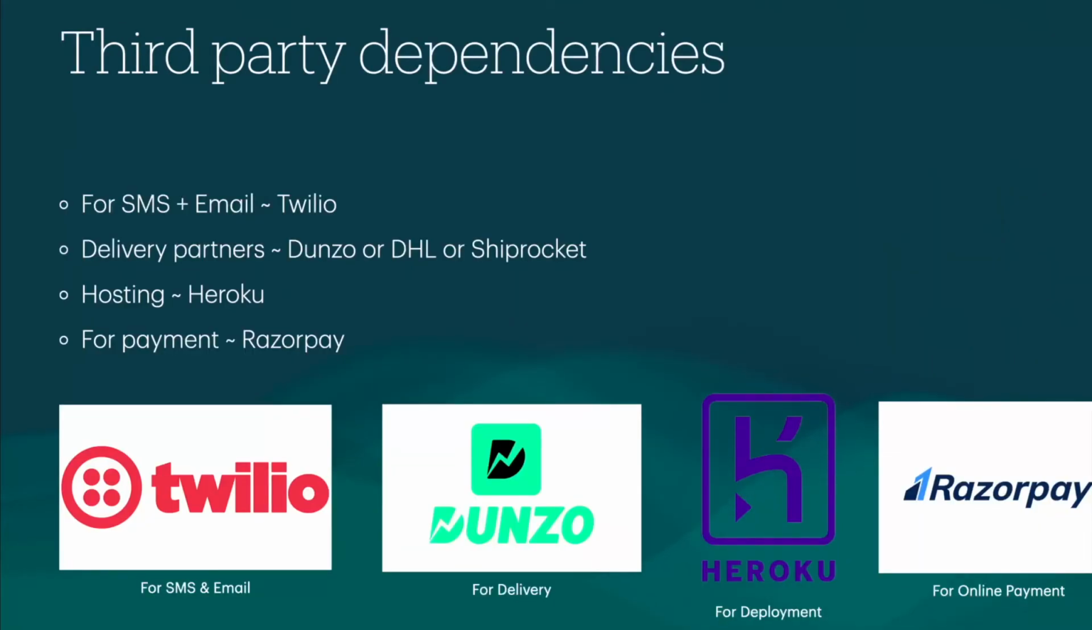Now let's talk about the third-party dependencies we have. As I have discussed, we will be sending notifications to users. Notifications can be of two types, for example, SMS and email. So we will be using Twilio. For delivery partners, we will be using Dunzo or DHL or Shiplocker, depending on the complexity of integration, which we will decide at the time of integration. We will be using a payment gateway, since it is very easy to integrate with Node.js. And for hosting, we will be using Heroku.